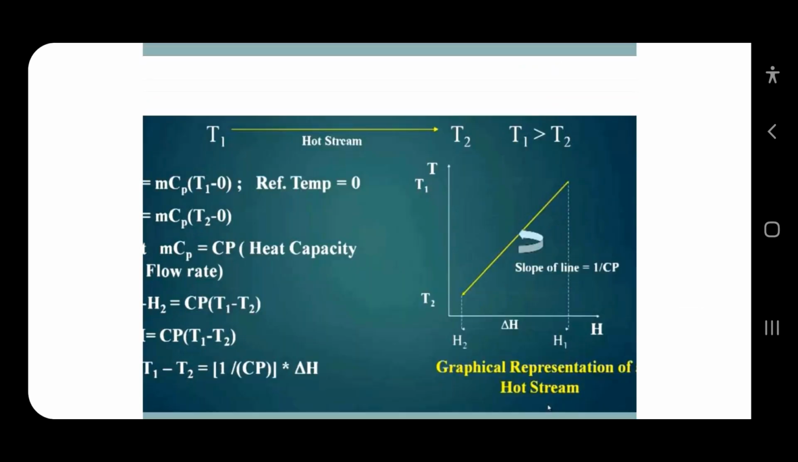Now come to the graphical representation of only the hot stream. Suppose you have a supply temperature of 220 degrees Celsius and a target temperature of 60 degrees Celsius. So you must draw one line from 220 degrees Celsius to 60 degrees Celsius. But how do we plot it? Because I don't know the delta H value, you must calculate that delta H value by use of MCP delta T. MCP is nothing but kilojoule per kg Kelvin.